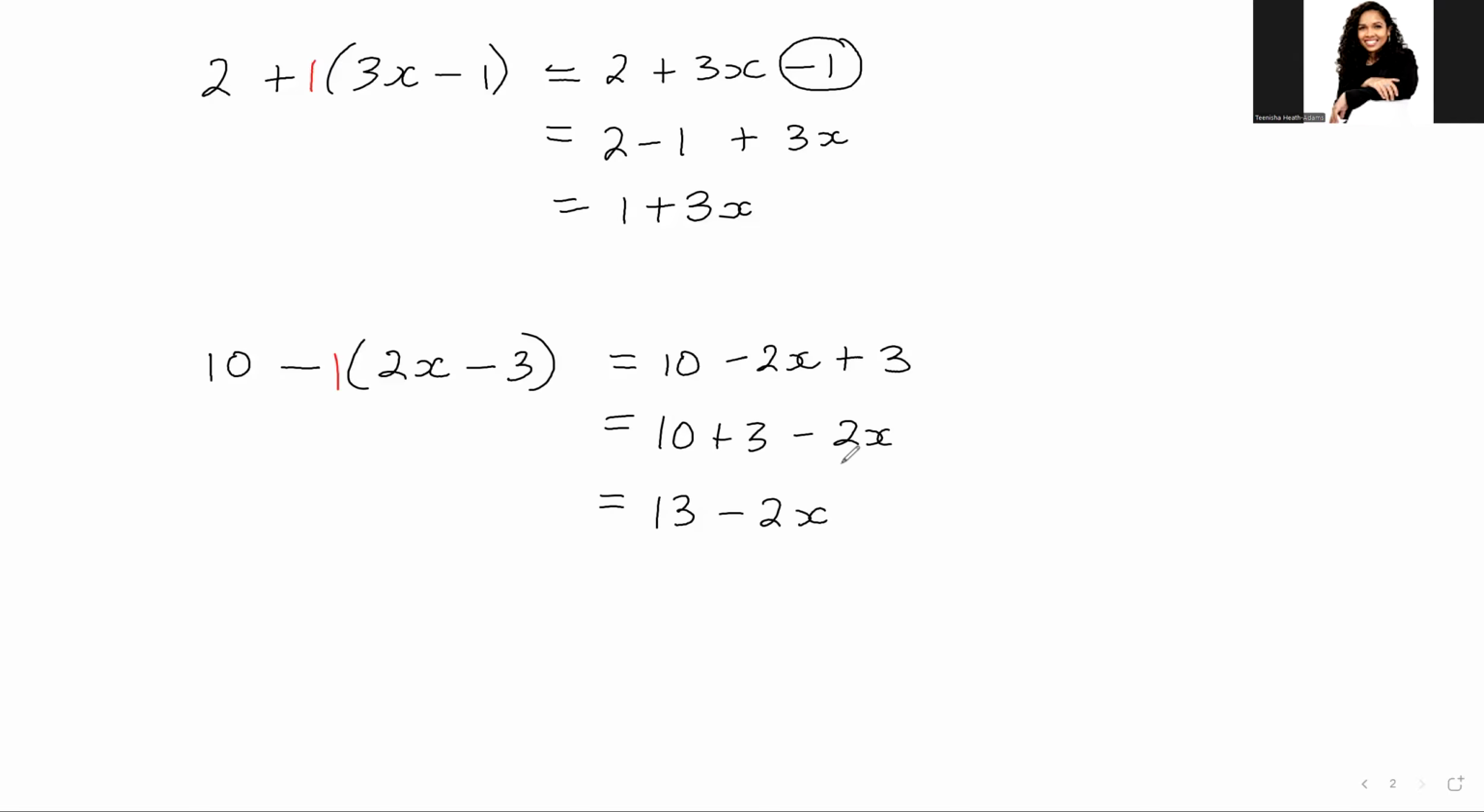And that's just a little refresh, guys, for you to recall how to remove brackets. Again, it's important when you're doing the method of substitution to know how to remove brackets.